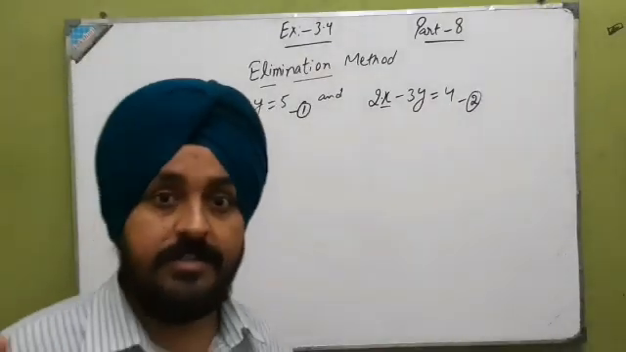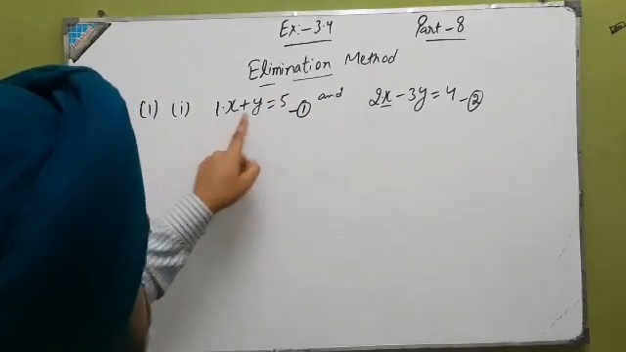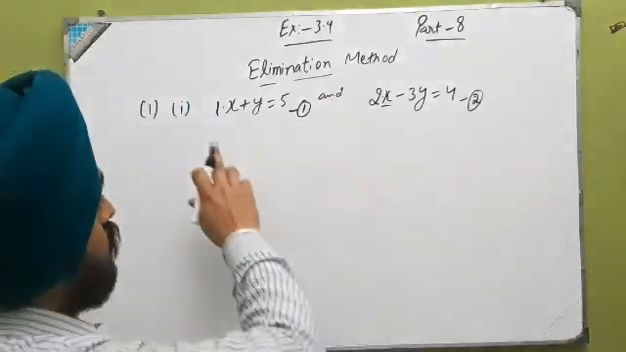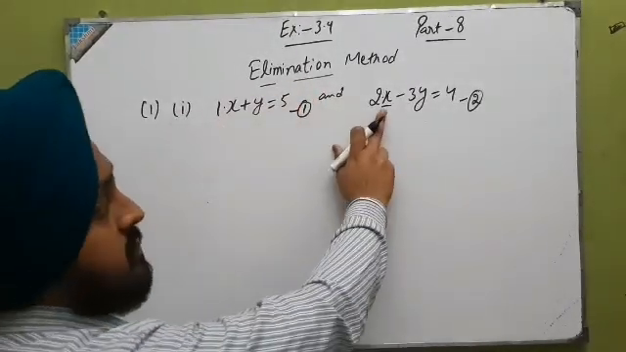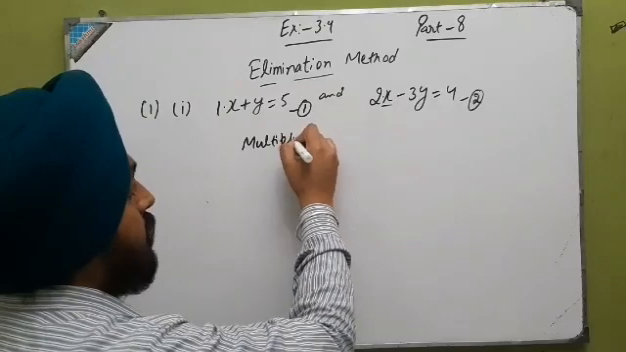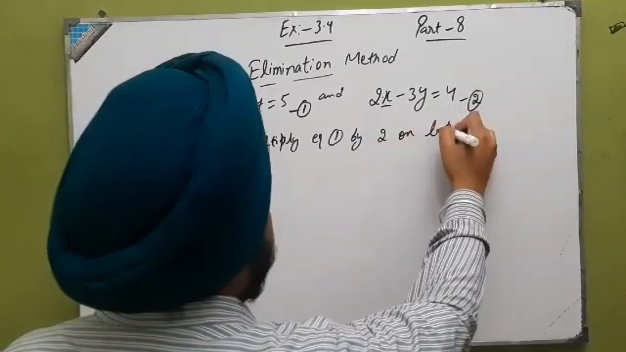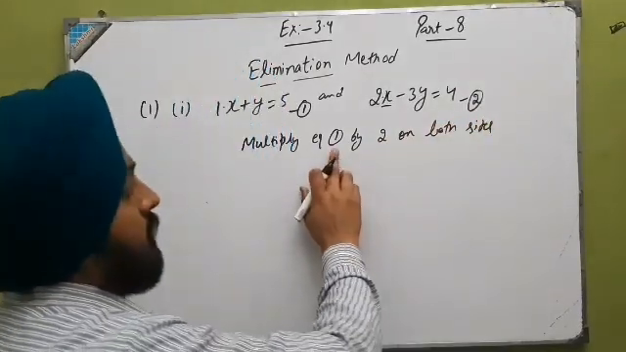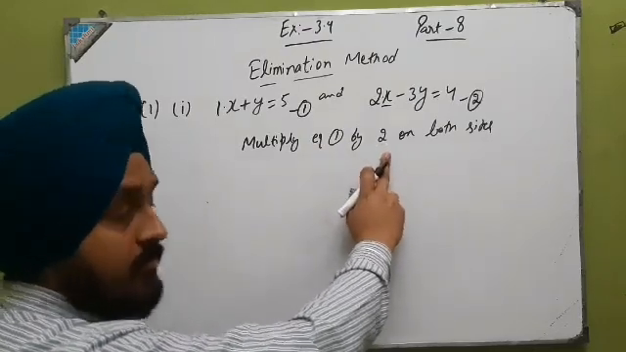So in this method you have to make the coefficients equal first. How to make? You can check the coefficient of x here is 1 but there it is 2. They are not equal, so we have to make them equal first. To make the coefficient 2 here, I have to multiply the whole equation by 2. So I have to write here, multiply equation 1 by 2 on both sides. Keep in mind, you have to write the equation in brackets, but the number which you are multiplying, write it as it is.